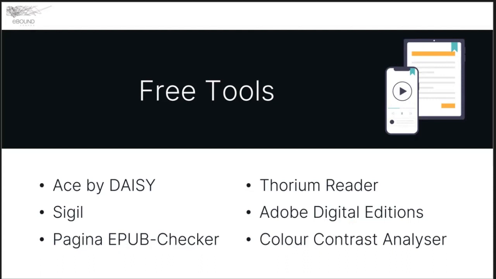Adobe Digital Editions is also an ebook reader, but it shows a page list in addition to table of contents and landmarks. And then Color Contrast Analyzer is a tool for checking text and image contrast as per WCAG requirements. So these are all free tools that are really great to implement in your workflow, whether you work with a third-party conversion vendor or if you're doing in-house production.